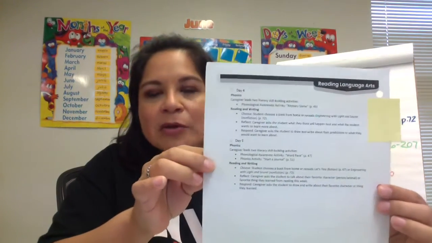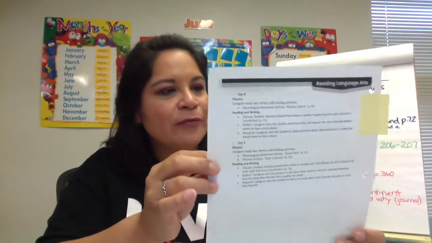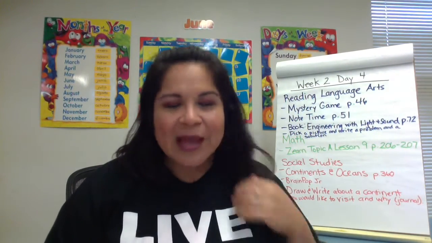So here in your lesson plan, we are on day 4. Okay, so day 4 for reading, we are going to go over two different activities. The first one is the mystery game. So this mystery game kind of reminds me of I Spy, right? So you think of an object that you have around the house and you say, I'm thinking of an object that begins with the sound B.